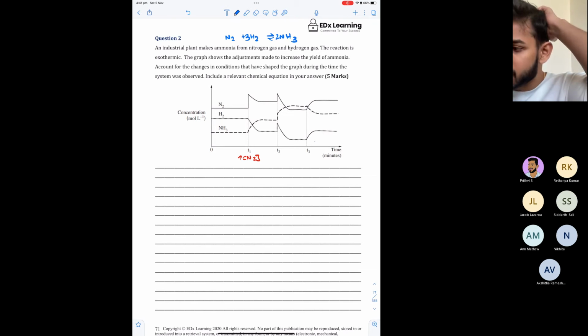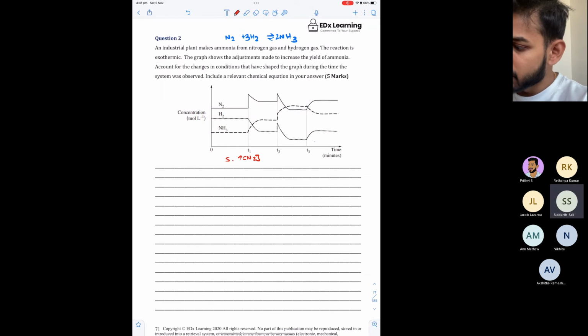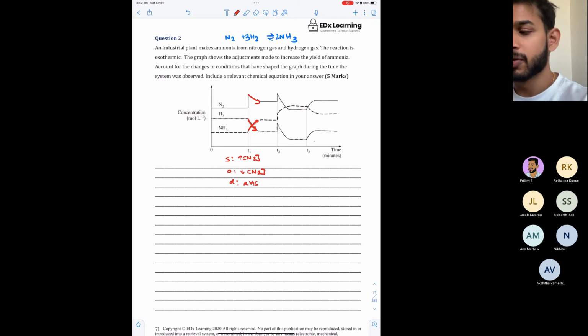So Sid, why do we observe this change after an increase in nitrogen concentration? So when you increase the nitrogen concentration, the equilibrium wants to lessen the concentration of that, so it shifts to the right and produces more ammonia. And because you're also reacting with hydrogen, that concentration goes down. Very good. Very good, right?